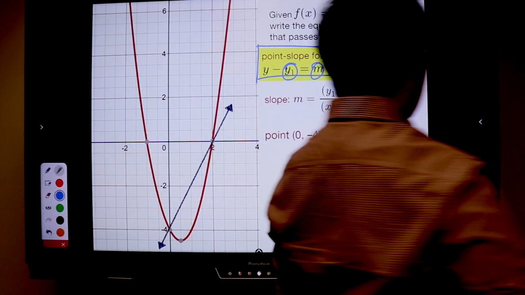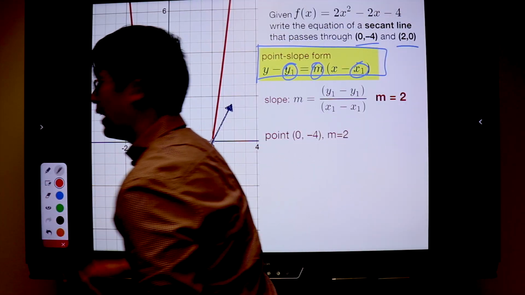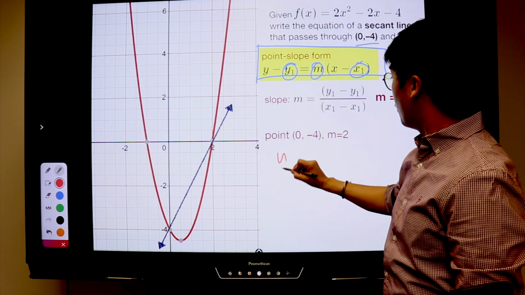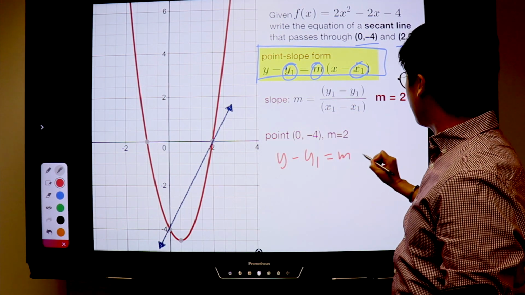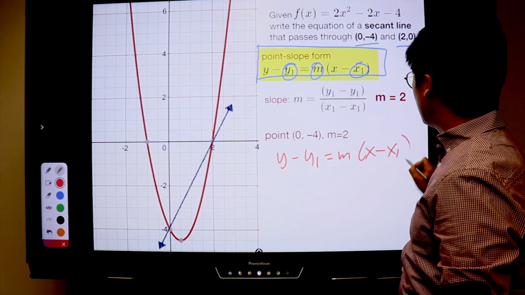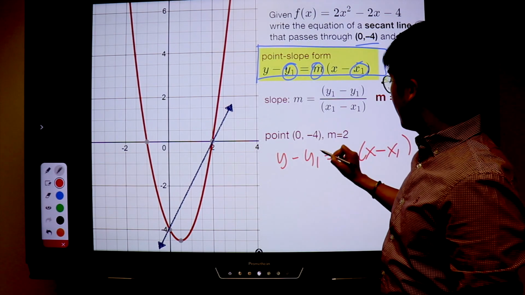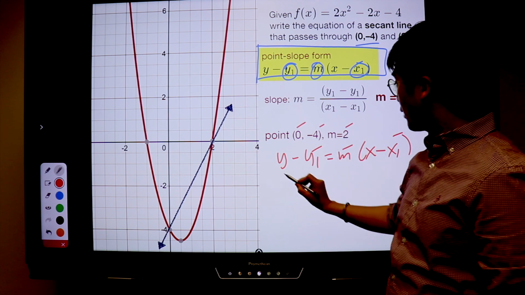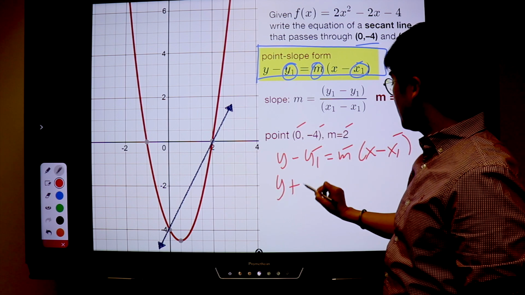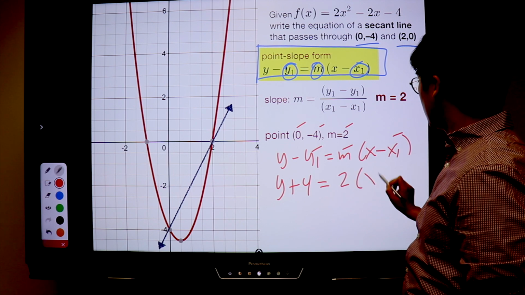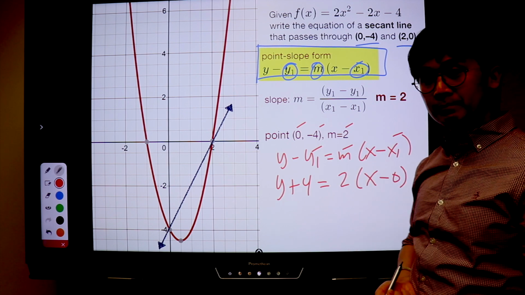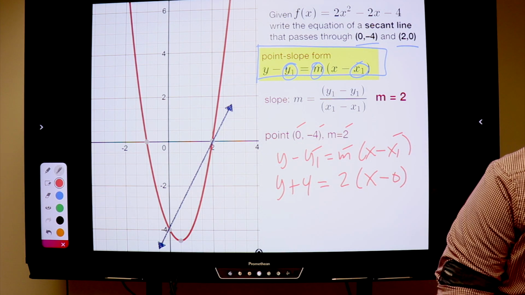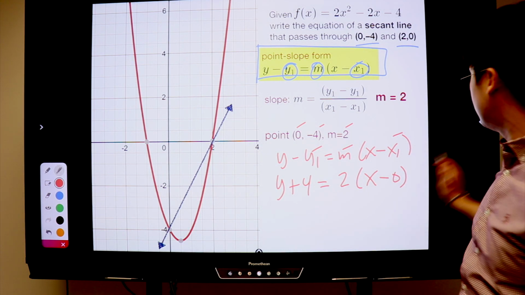So finding the equation of the secant line is as simple as plugging in the value of the point and the slope. So this is the equation, y minus y1 equals m times x minus x1. All you need to do is to replace this with this, and that. So the equation is going to be y plus 4 equals 2x minus 0. And you're finished.